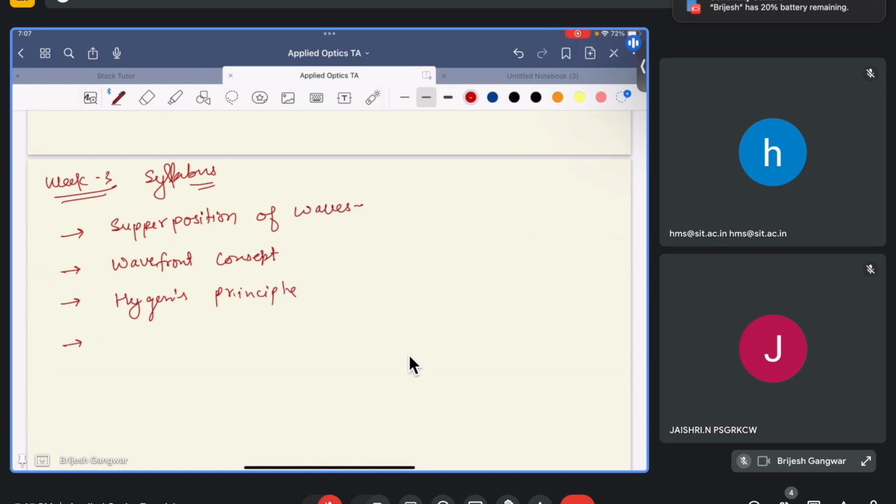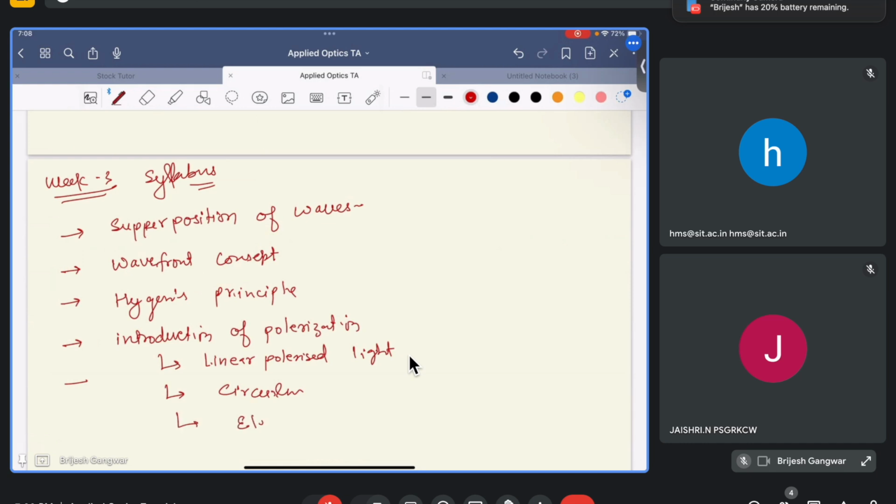And the fourth thing Sir has discussed is introduction to polarization. In that, Sir has discussed linearly polarized light, second, circularly polarized light, and third, elliptically polarized light.